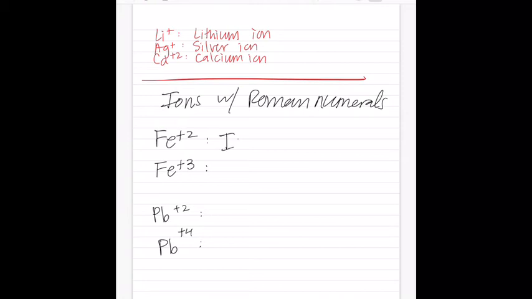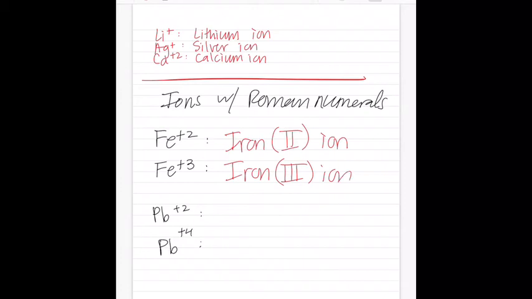So this is simply, let me do this in red, iron 2, Roman numeral 2 in parentheses, ion. And that's it. So this 2 came from here. That's where that came from. Not hard. Okay, it's just remembering that you've got to do this. So iron plus 3 will be iron Roman numeral 3 in parentheses, ion. Same thing with lead. This is going to be lead 2 ion, and then lead 4 ion.